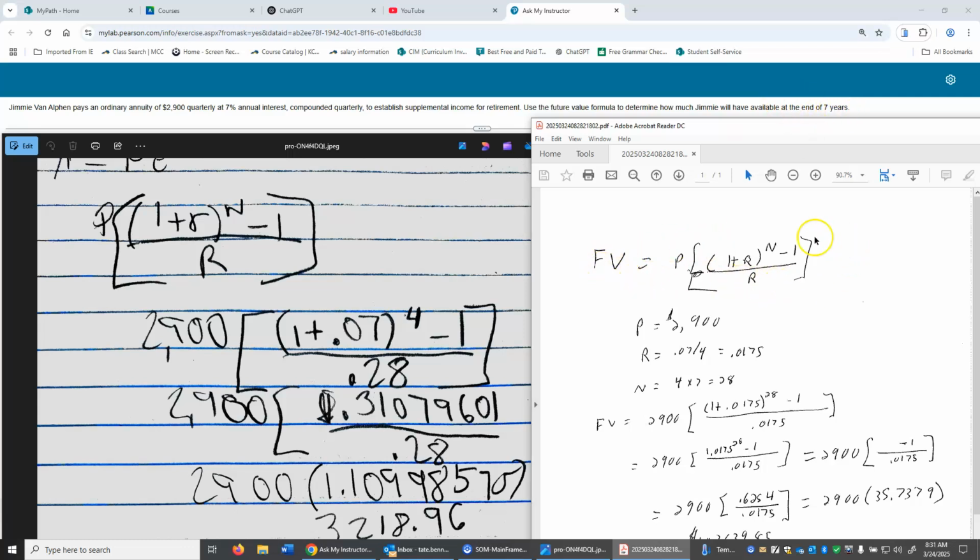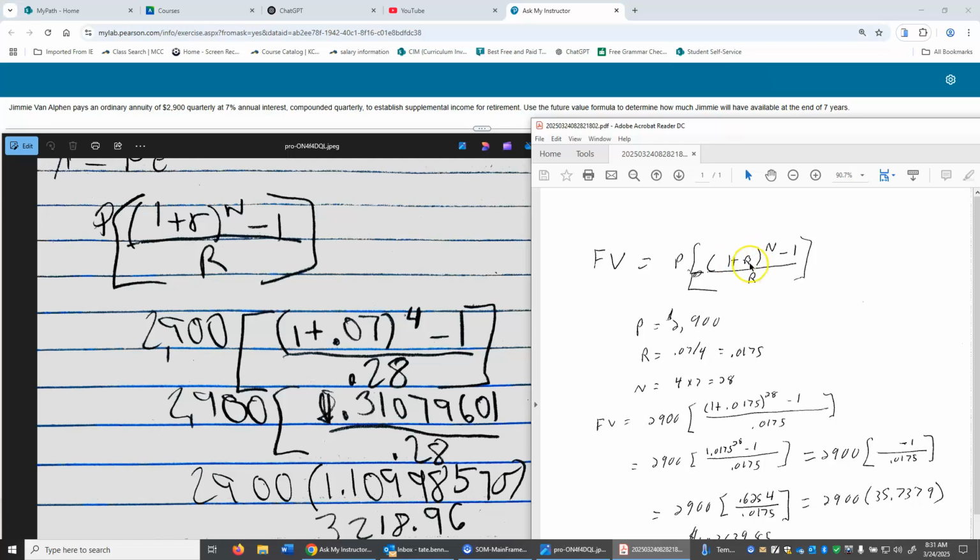So here's the formula coming right out of the book. The future value equals the quarterly principal, which is $2,900, times the quantity, then in this parentheses you have (1 plus R) raised to the n power, minus 1, over R. Now your mistake is on R and N, understanding them.